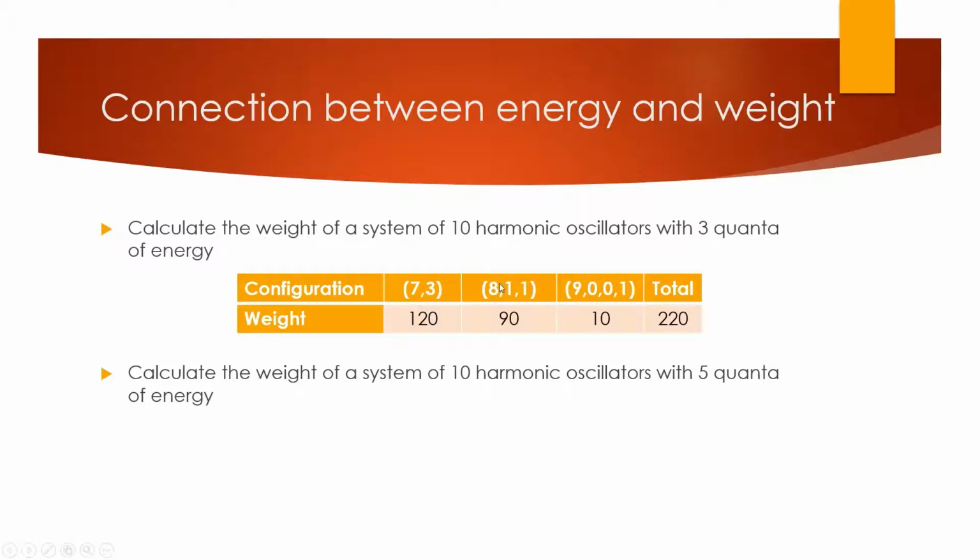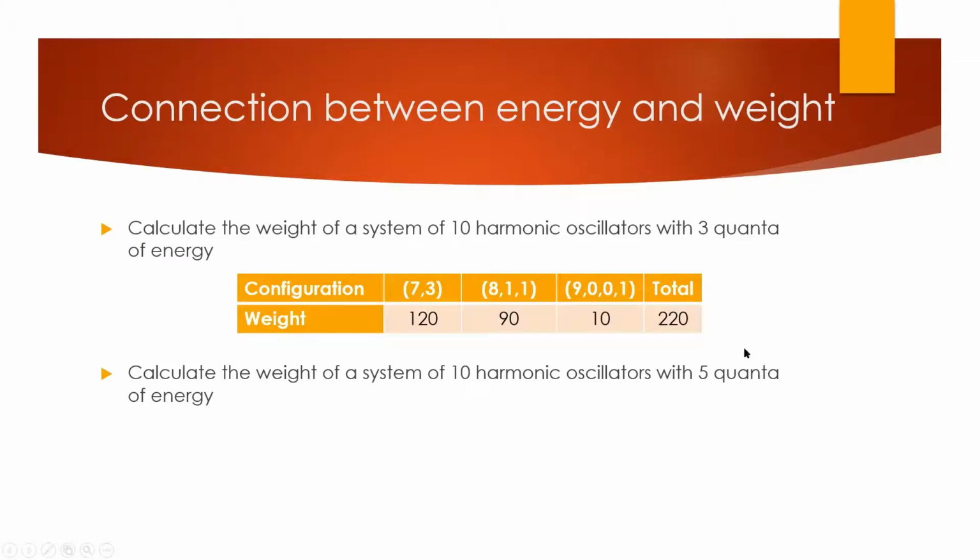We could have 8 in the ground state, 1 in the first excited state, and then 1 in the second excited state. Or we could have 9 in the ground state and then 1 in the third excited state. And when we're doing this, what we're doing is taking 3 quanta of energy and figuring out all the different ways that we can arrange the energy. We've done some problems like this in class. In total, we can add up the weights of these individual configurations to get the total weight of the system at 220.